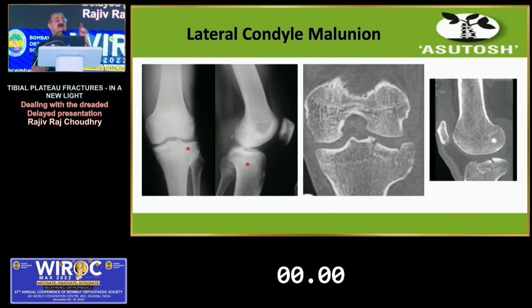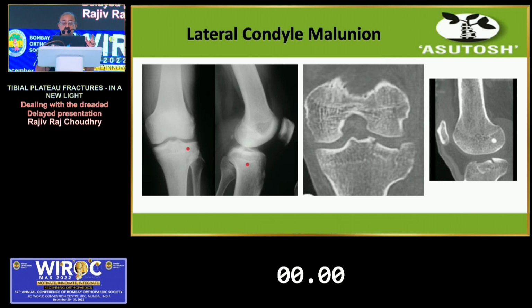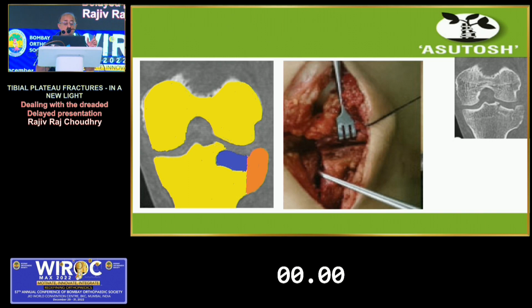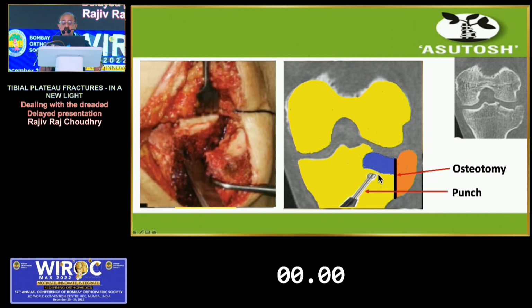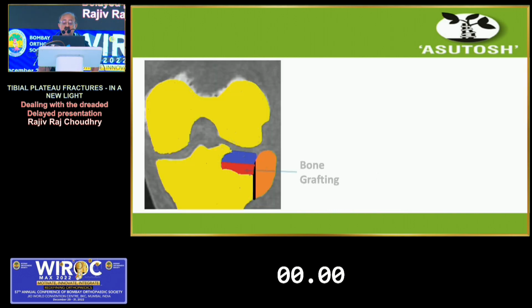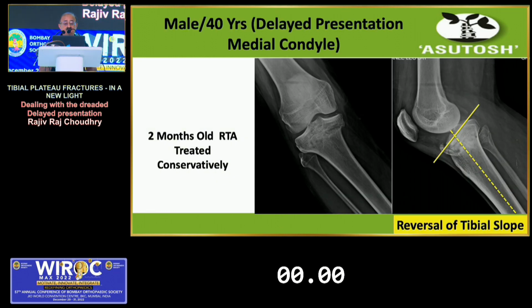Now we come to the lateral condyle non-union, and this is the central part. In this situation, something has happened. If you see here, I'll try to mark it with an arrow. You do an osteotomy here, on the black line, and then you lift the whole blue part, that is the depressed part, up with a punch, bone graft it, and fix it.